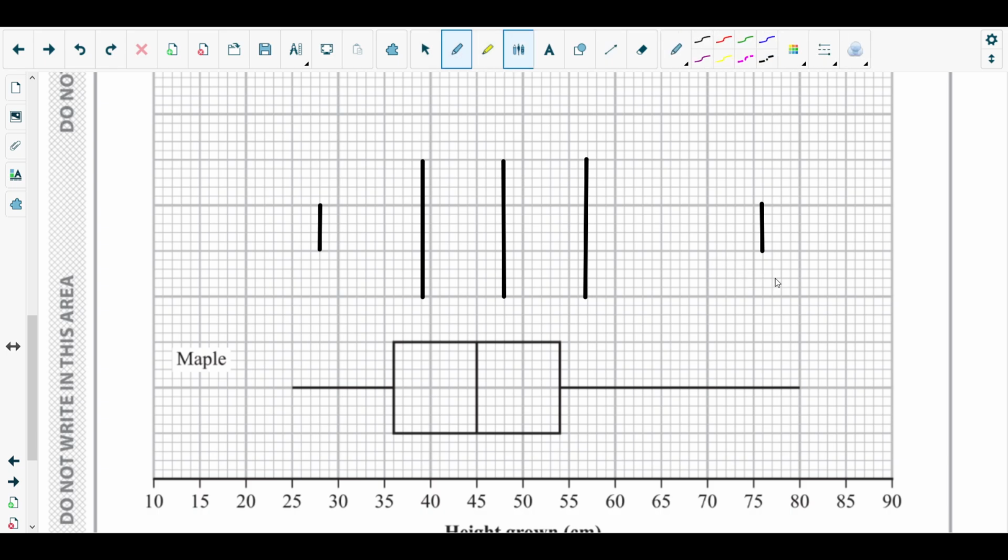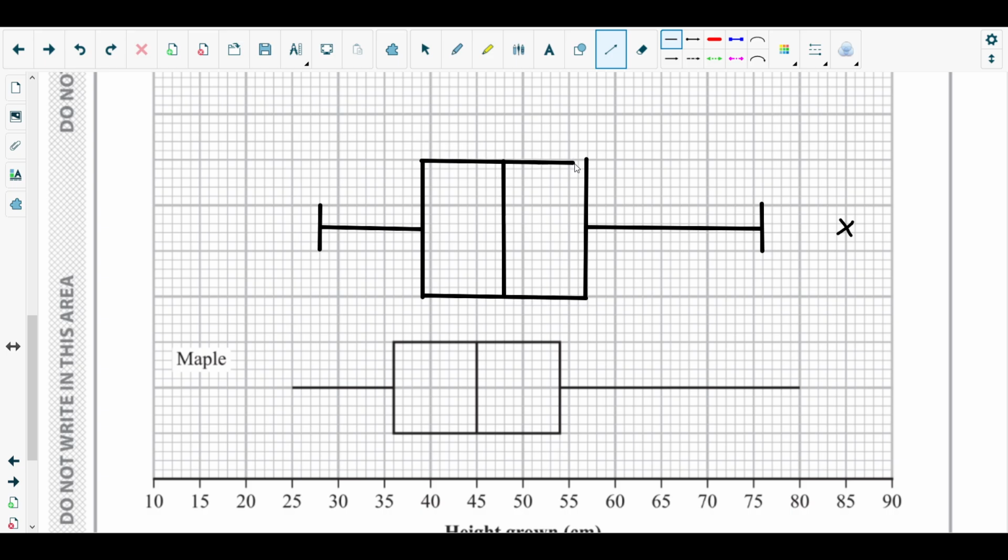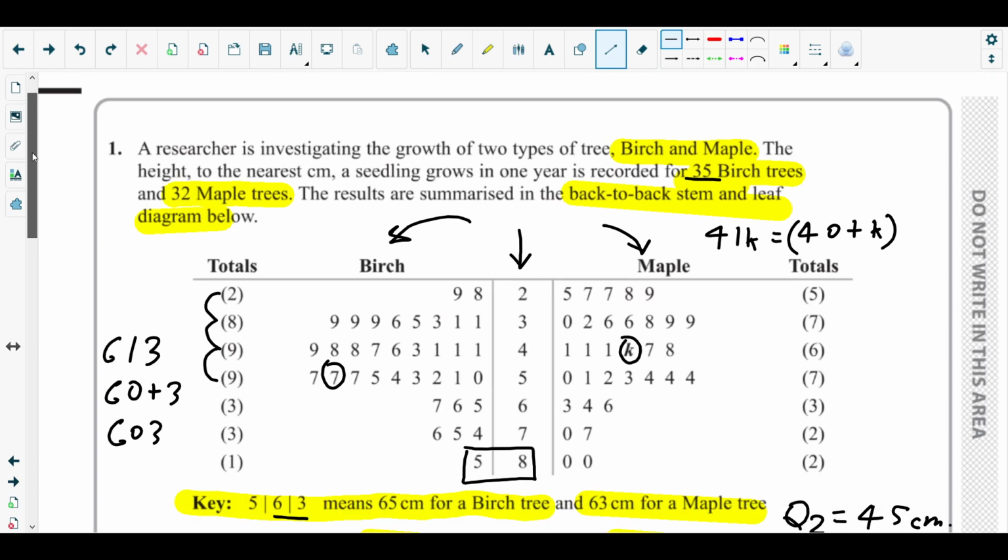Now just mark out the outlier. The outlier is 85, and it goes here. This is an outlier. Done. Now we just need to connect the boxes. So this is basically the box plot. Fine.